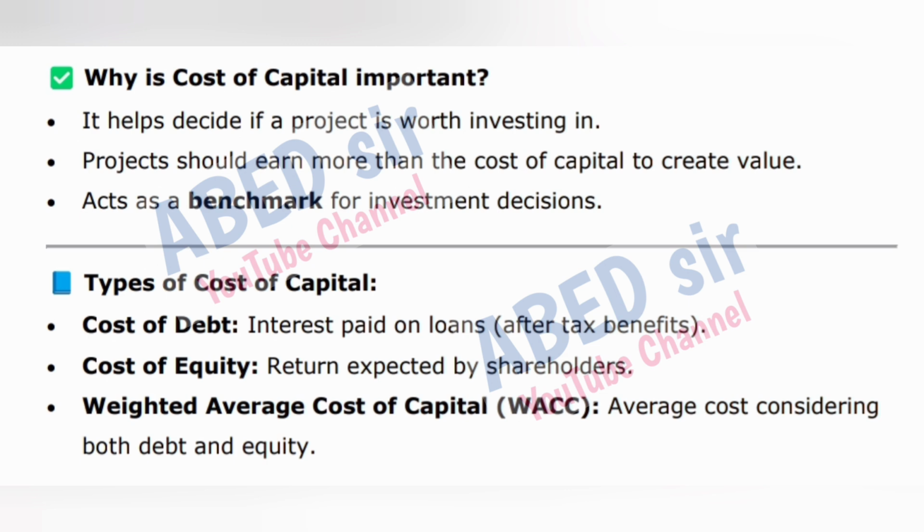Types of cost of capital. Cost of debt: interest paid on loans, after tax benefits. Cost of equity: return expected by shareholders. Weighted average cost of capital, WACC: the average cost considering both debt and equity.